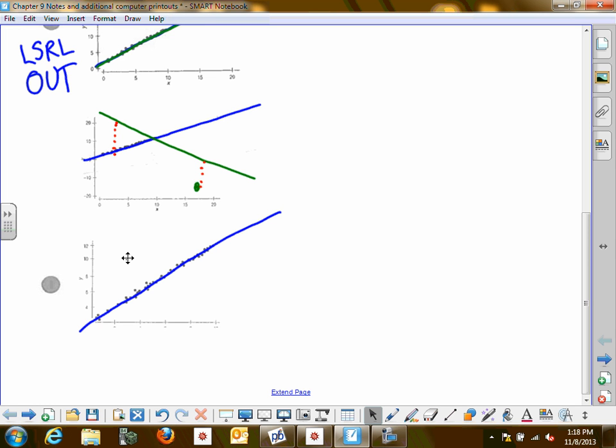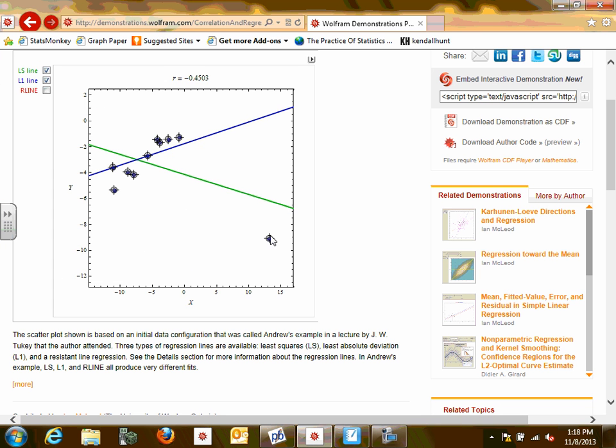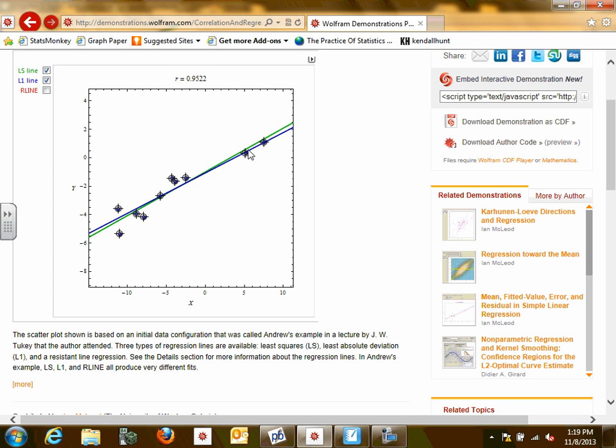Remember that the definition of leverage is a point that is far out in the x direction, far away from the mean of x. Okay, that's the definition. This point right here is actually not too far away from the mean of x, so it really has little to no leverage. I mean, it's not considered high leverage. So let's take a look at what this might seem like.